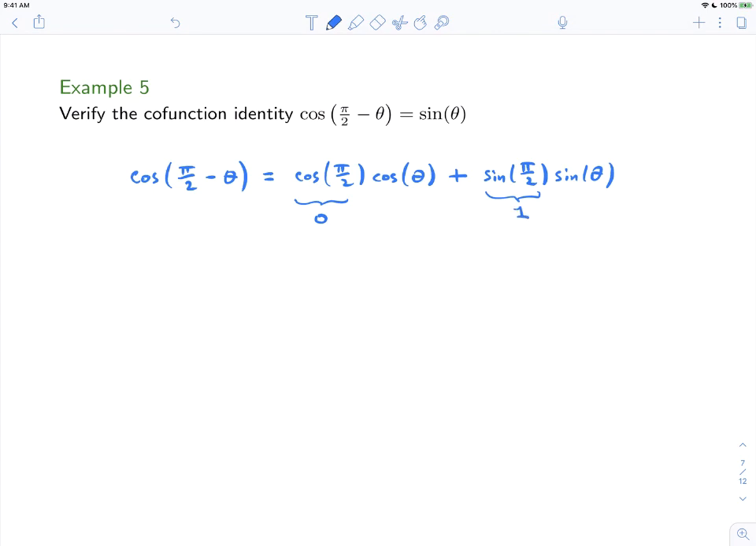So what does that tell us? That tells us that cosine of pi over 2 minus theta is equal to 0 times cosine of theta plus 1 times sine of theta. Well, 0 times anything is 0, and then 1 times sine of theta is just sine of theta. So that proves the cofunction identity for us. We've just shown that cosine of pi over 2 minus theta is equal to sine of theta.